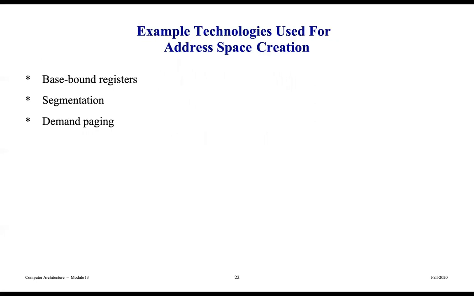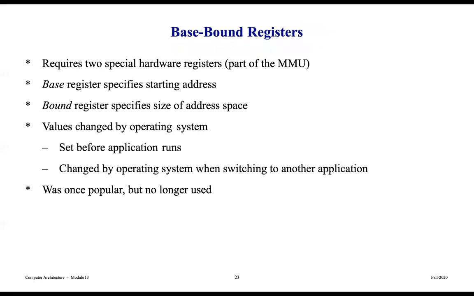Here are some example technologies used for address space creation. You can have base-bound registers, you can have segmentation, or you can have demand paging. Let's talk about base-bound registers. It requires 2 special hardware registers, which are part of the MMU. The base register specifies the starting address, and the bound register specifies the size of the address space.